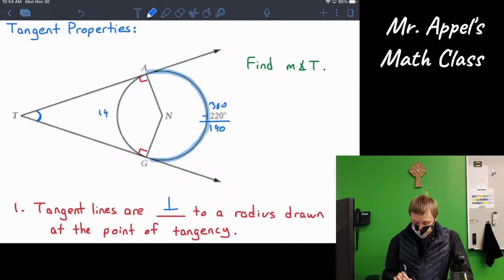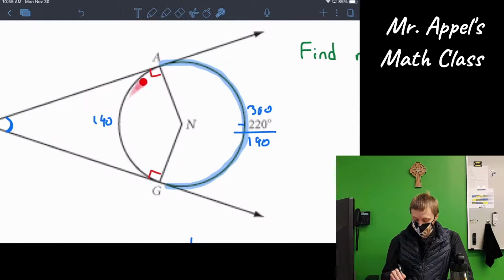$140? Double check my math there. Anybody get something besides 140? Right? So that's the arc here.